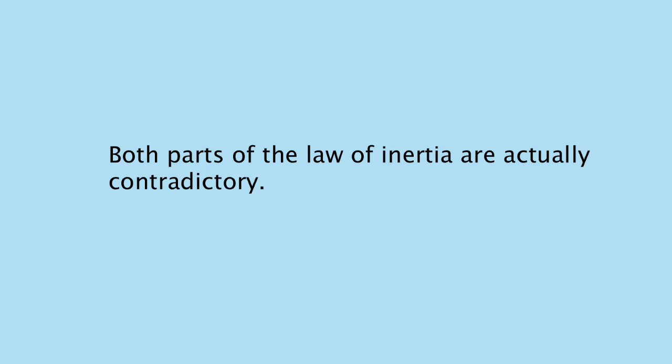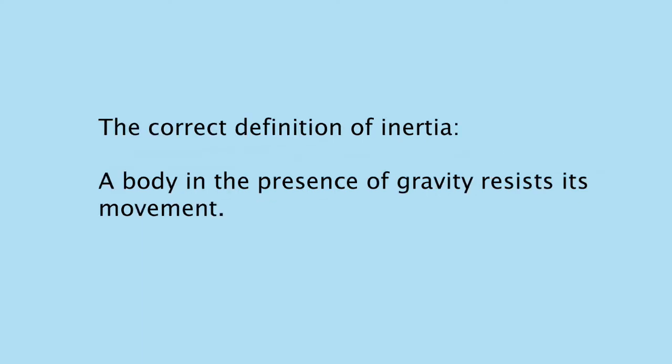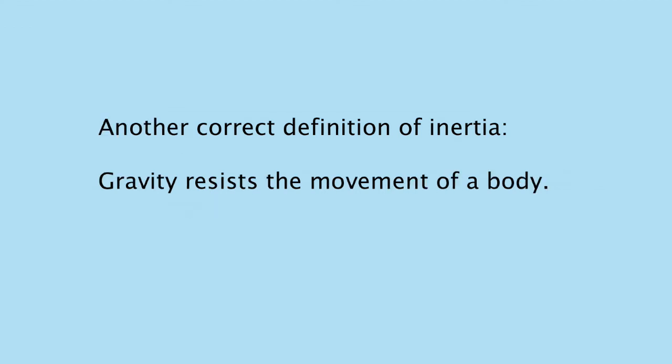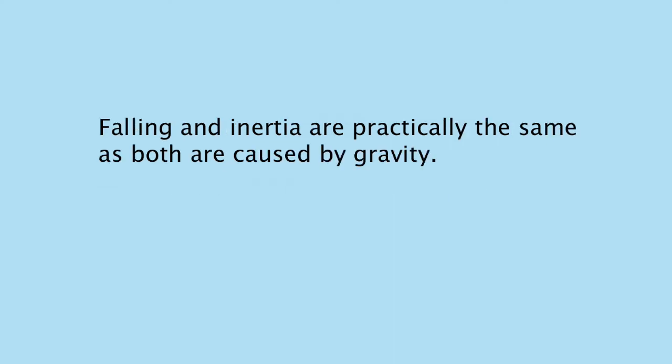So, what we are left with to describe inertia is a phenomenon of why a body resists its movement. Therefore, the only correct definition to describe inertia is that a body in the presence of gravity resists its movement. We can observe that the aforementioned definition is in reference to a body. Another correct definition of inertia is that of a body in reference to gravity. Gravity resists the movement of a body. Thus, inertia is just our definition to describe the effect of gravity on a body, especially on its surface. Inertia is caused by gravity.